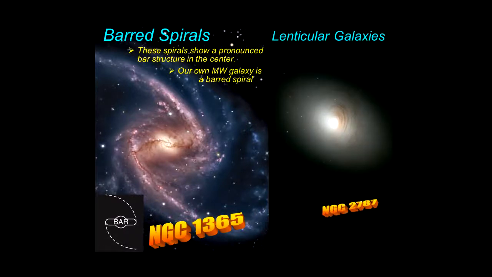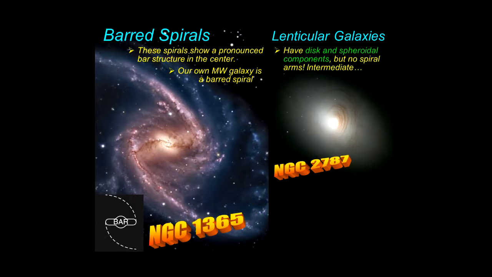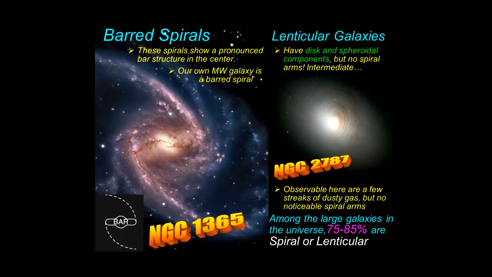Then we have lenticular galaxies, which are strange creatures. Namely, they have a disk component and a spheroidal component. The disk component you can see here with the streaky dust lanes in the disk, and the spheroidal component is pretty obvious, but no arms. So that's a little bit odd. They are somewhere in between spirals and ellipticals, which is our next topic. Among the large galaxies in the universe, most of them turn out to be spiral or lenticular, although the very largest galaxies are in the domain of the ellipticals.